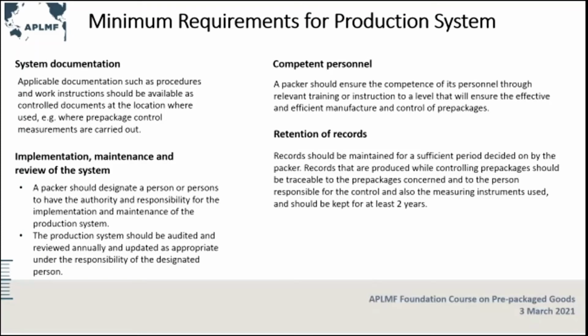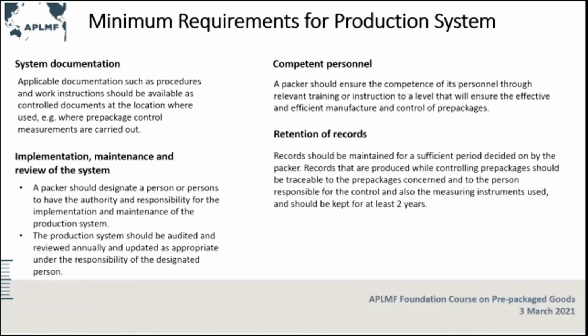And then the next minimum requirement is regarding the implementation, maintenance, and review of the system. The packer should designate a person or human resource to have the authority and responsibility for the implementation and the maintenance of the production system. If there is something wrong with the production system, there is a person who deals with it. The production system should be audited and reviewed annually and updated as appropriate under the responsibility of the designated person. So it means that the packers or the owner of the manufacturer have to make sure that everything is going well. The production system is reviewed every year, for example, to make sure that everything is under control. So this is one of the requirements needed by the packers.